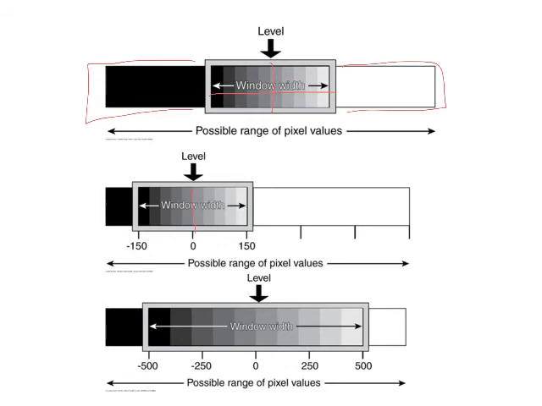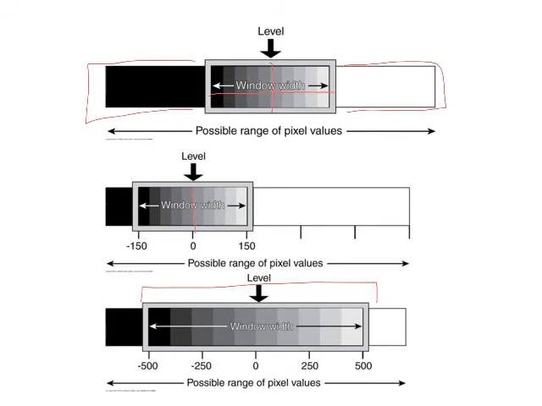The other thing I can do is change the window width. We're going to look at this in a second. I'm going to do it here on PACS. So if I change the level, I'm changing what I'm focused on. If I change the window width, I can change the degree of contrast.